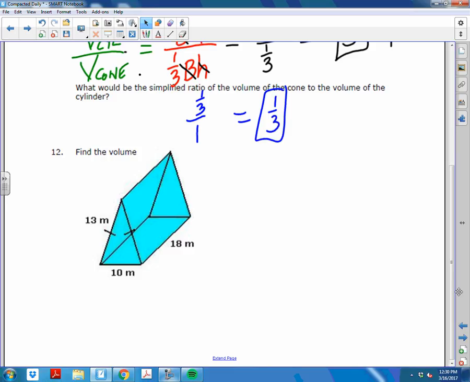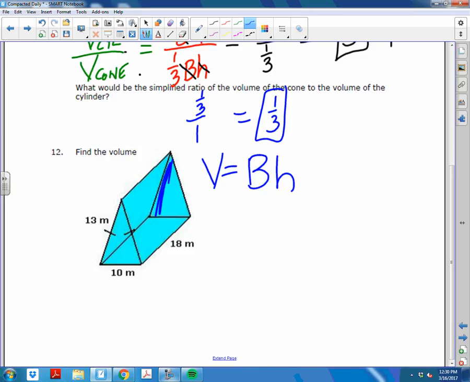Find the volume. In order to find the volume of this particular object, what do we need? Area of the base times the distance between the bases. And these are the bases. Now to find the area of that particular object, we need to know this, and we need to know this. Base times height divided by 2, that's a triangle.